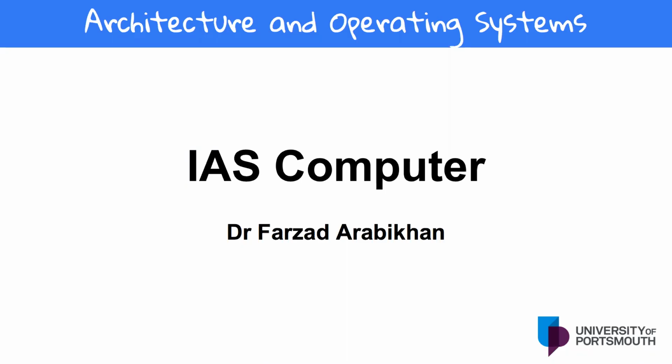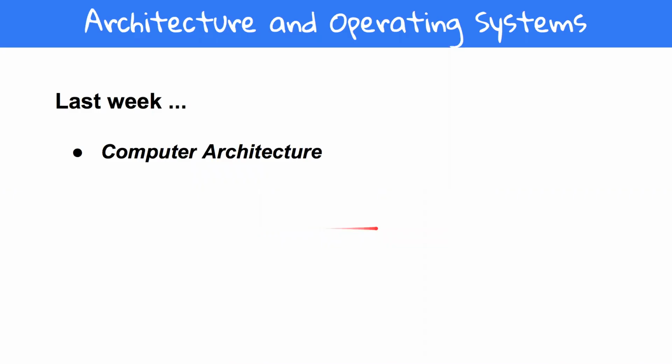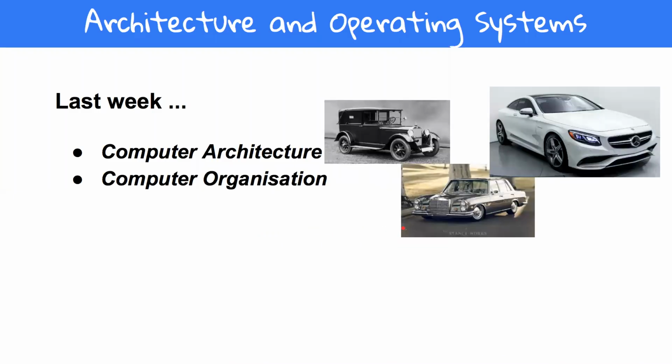We are in week 14 and in this week I'm going to explain more about the IAS computer which I introduced in the previous week. So what we did last week was talking about computer architecture and computer organization. Computer architecture talks about those attributes that have a direct impact on the logical execution of the program. And computer organization refers to operational units and their interconnection that realize the architectural operation.